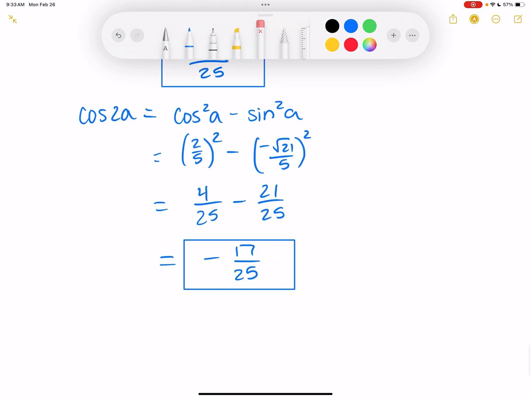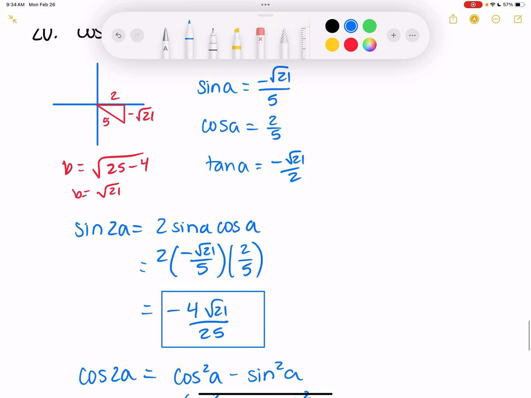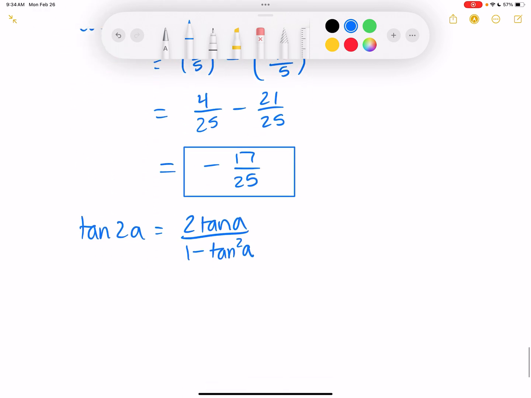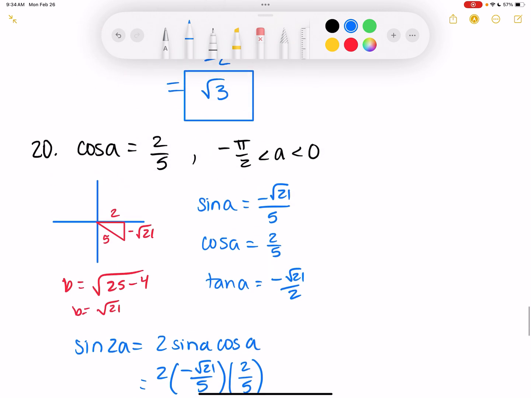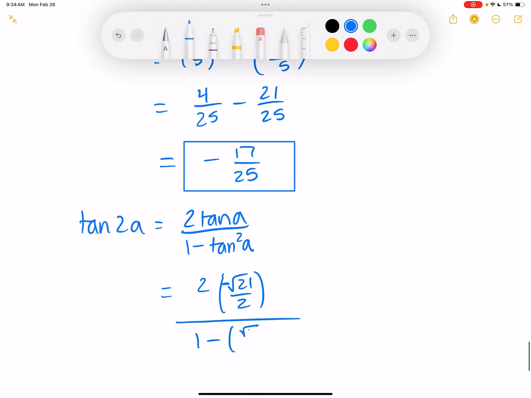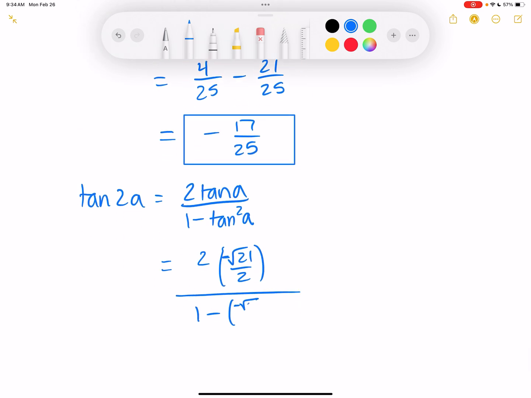And then tangent of 2A. We've got 2 tangent of A over 1 minus tangent squared of A. Tangent of A was square root of 21 over 2. So 2 times square root of 21 over 2 over 1 minus, oh wait, that was negative, wasn't it? Don't forget that. Negative there. Negative root 21 over 2 squared.